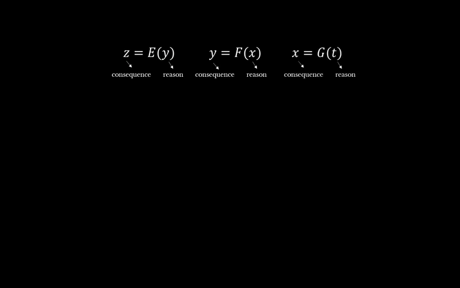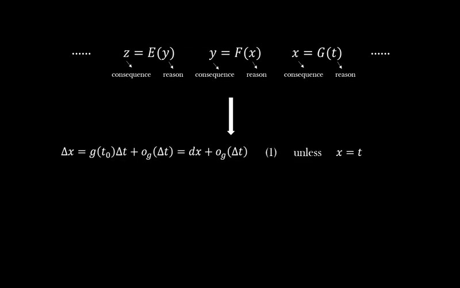As a general rule, for y equals f(x), x is the reason, while y is the consequence. In the meantime, y is the reason of its consequence, and x is the consequence of its reason. This kind of relation has neither beginning nor ending, which is the law of the world. Its reflection on mathematics is z equals e(y), y equals f(x), x equals g(t). Therefore, unless x equals t, we should admit delta x is not equal to dx because of the formula 1.